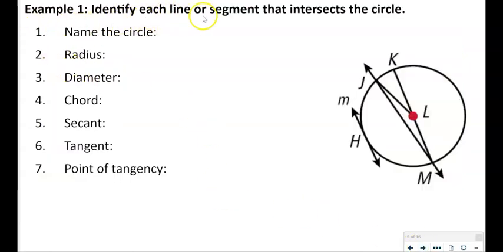It says example 1 here, identify each line or segment that intersects the circle. So the first thing it's asking us here is for the name of the circle. So the name of the circle is its center. So that's exactly how we're going to say it. So we're going to say it's circle L. Or we could use that symbol, it's basically a circle with a dot in the middle, circle C, okay?